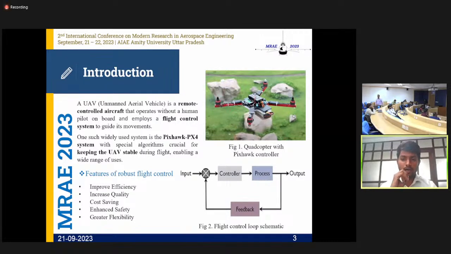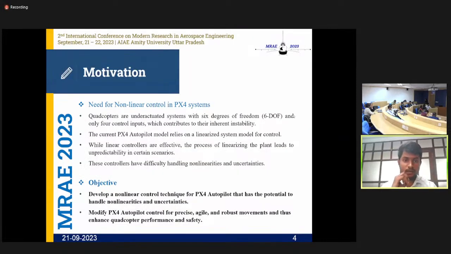Today we have seen indoor quadcopters and outdoor quadcopters, and the maneuverability of a quadcopter is very high compared to fixed wing aircraft. To achieve efficient maneuvers, we need to design a very robust flight control system because of its high instability. So coming to motivation, the need of a nonlinear flight controller.